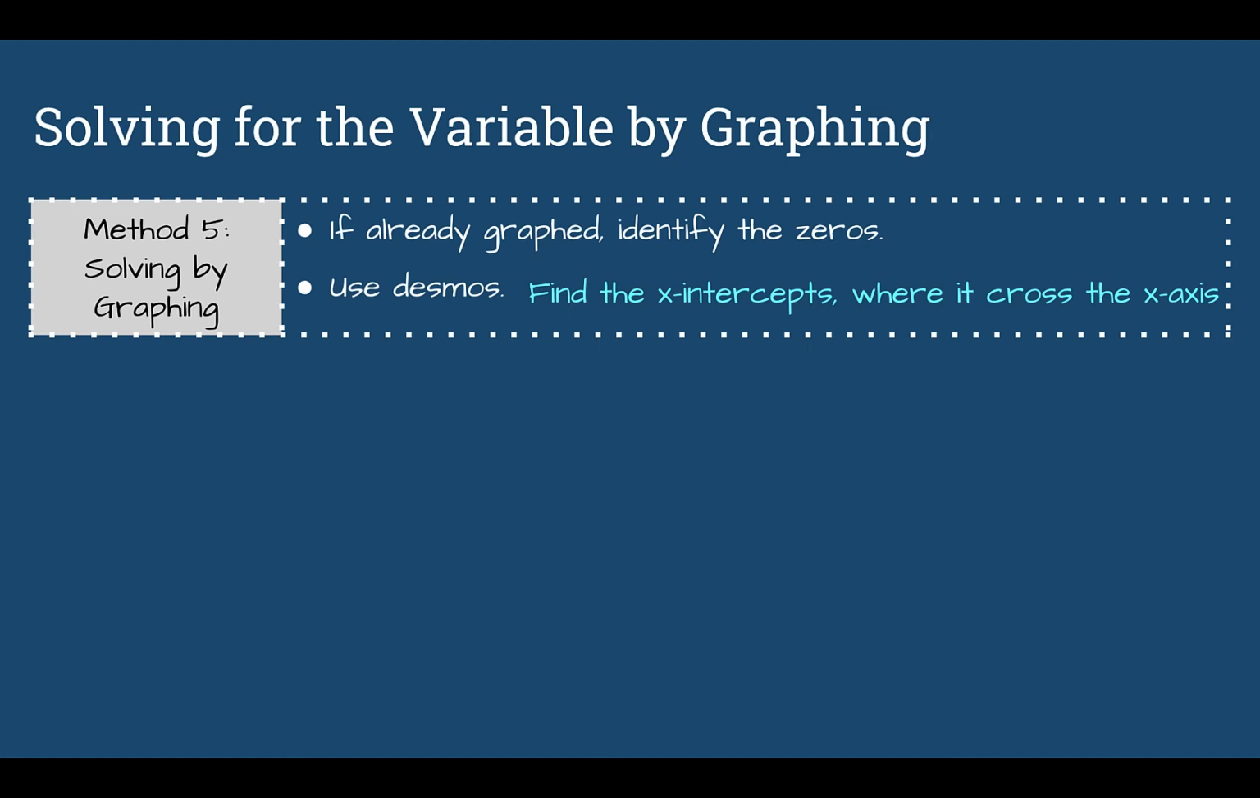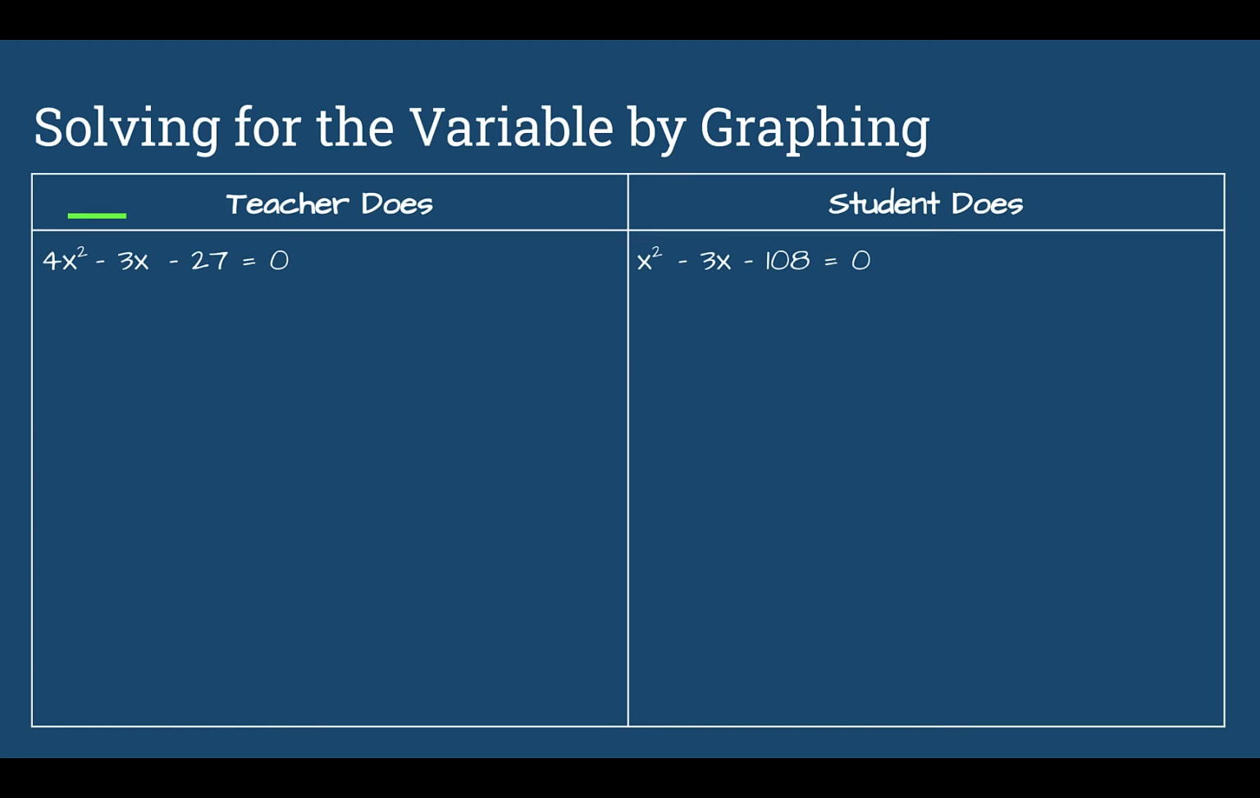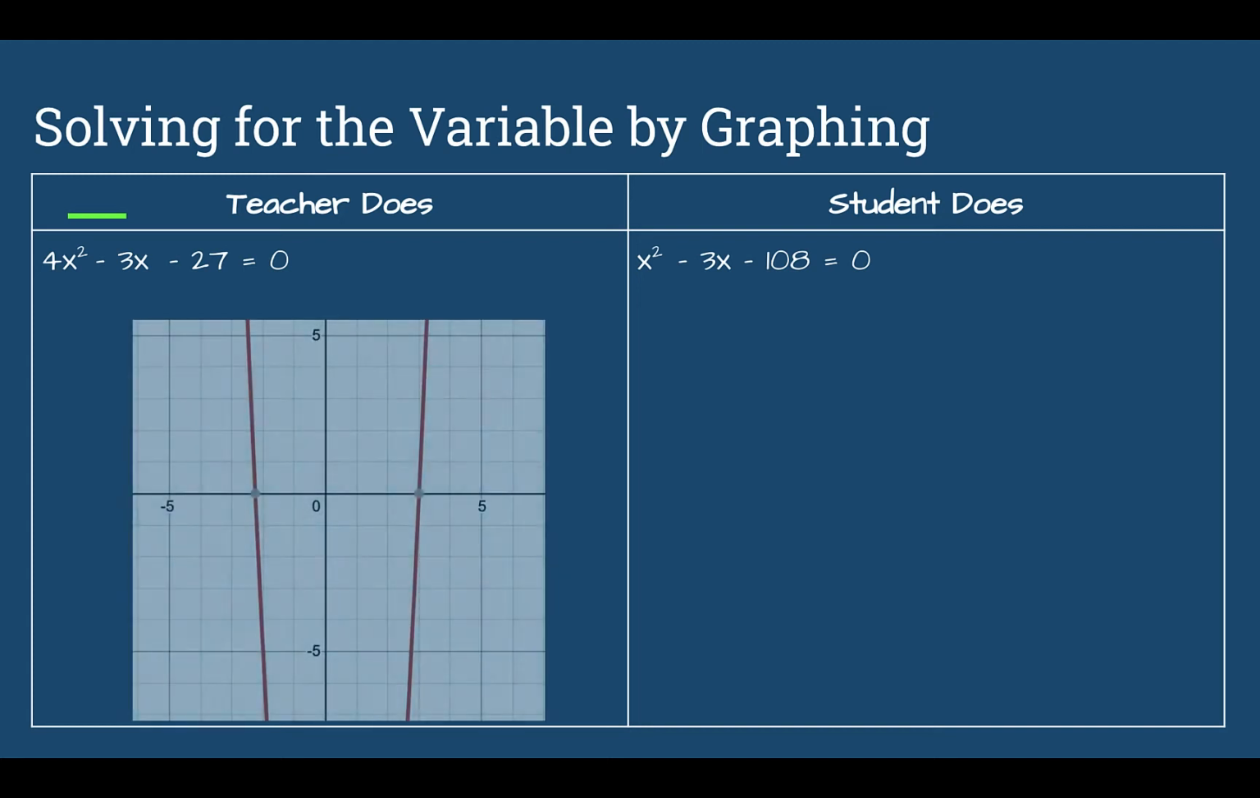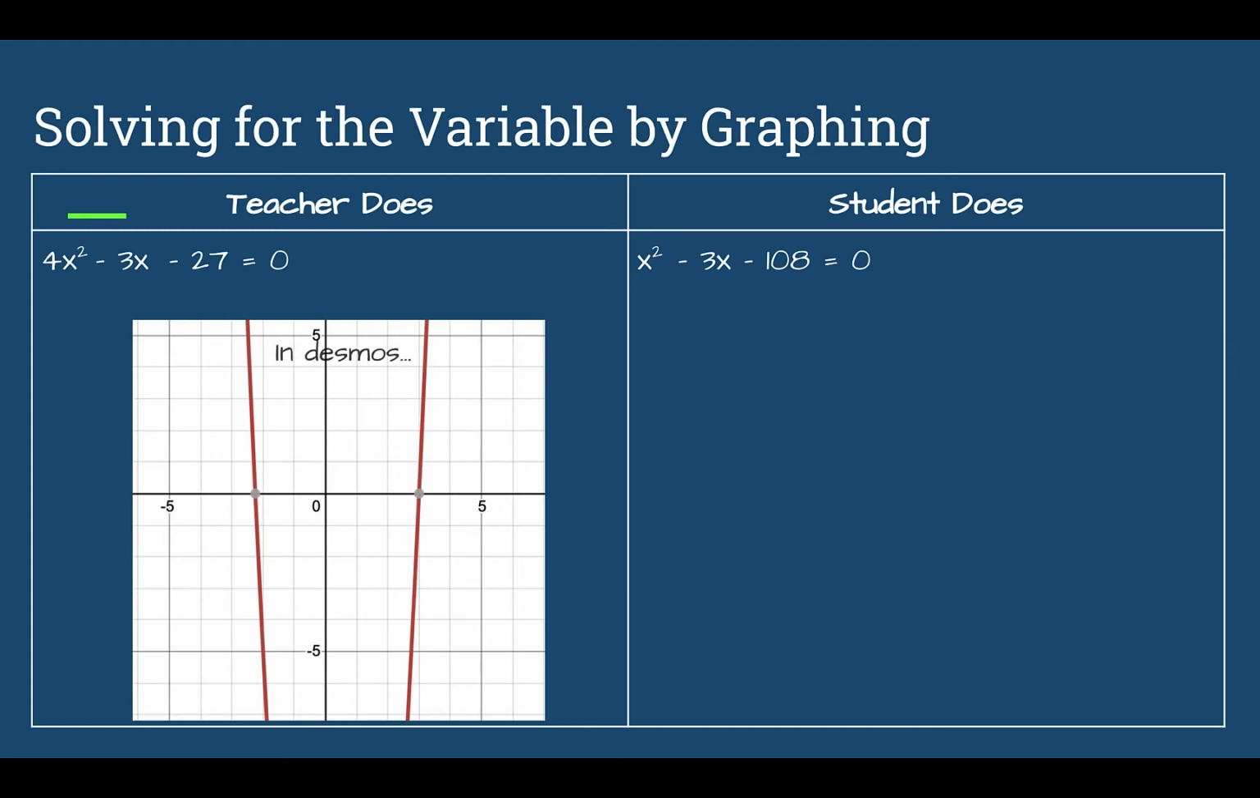Sometimes it will just touch and only be on the x-axis once, and other times it won't cross at all, which is where you would have no solutions. So let's look at how this works. We have 4x squared minus 3x minus 27. If we're solving by graphing, we go in to Desmos, and here is just a small screenshot of it.